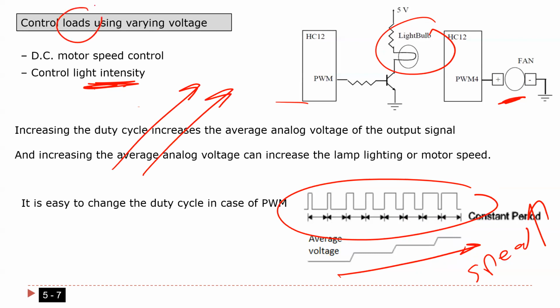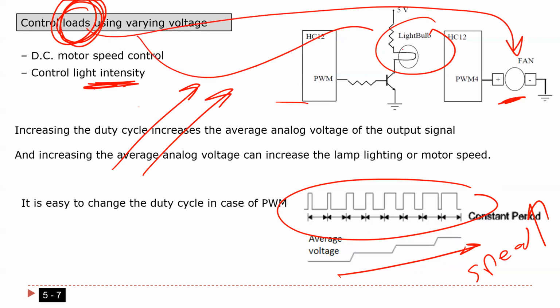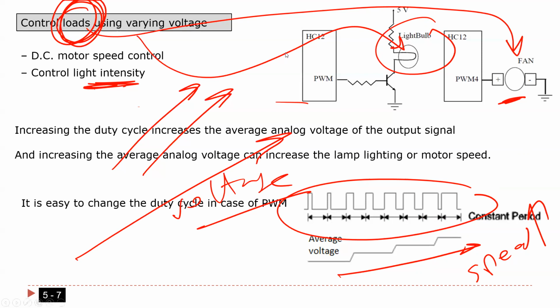For some loads, like the motor here, and also the bulb here, the more you increase the voltage, okay, we need to do that. Increase the voltage, decrease the voltage. For example, here you can make this light dim, or you can make it more bright, so you can actually control the intensity of the light. Or here you can control the speed.